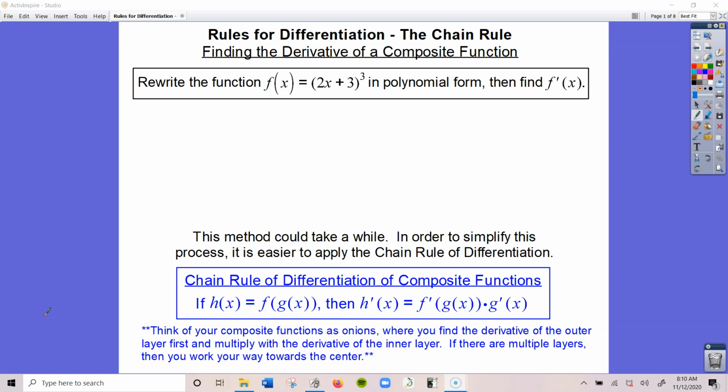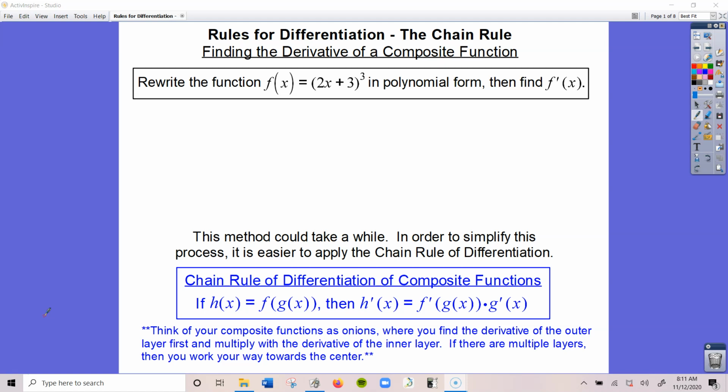Hey guys, today we're going to learn about the chain rule. Now, before we get into that, I just want to show you why we use the chain rule. So we're going to work with this problem first using the method that we have learned, and then I'm going to show you how to find the derivative of that function using the chain rule and how much easier it could be. So we have f of x is equal to (2x + 3) all cubed.